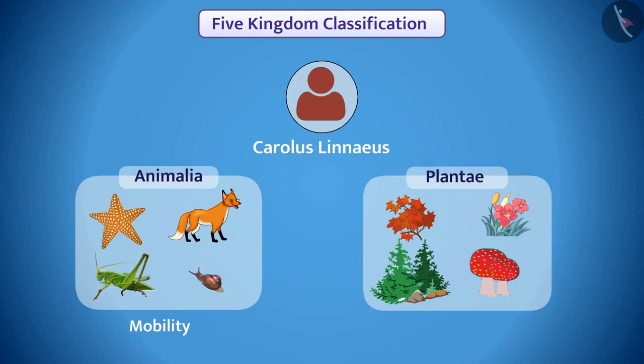But there was some problem with this classification. Fungi, which does not contain chlorophyll, is not a plant, yet is kept in the kingdom Plantae. To overcome these problems, various attempts were made to classify the organisms. Out of them, the five kingdom classification is most popular. Let us understand it.